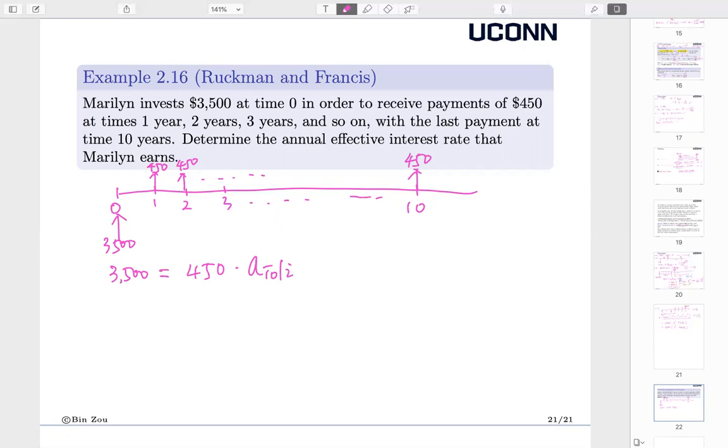Right. So the question is difficult because solving this equation is difficult. Right. I mean, it's not difficult to establish this equation. There is no deferral period. It is just a standard annuity immediate. So everything should look straightforward to this step. The difficulty comes from the mathematical part of solving this equation.